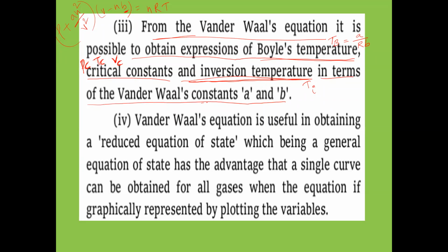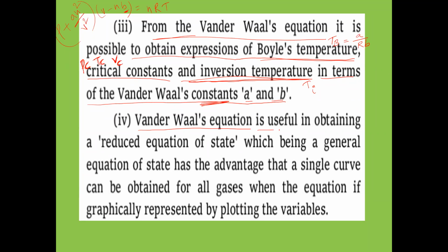Van der Waals constants means Van der Waals parameters. By using A and B, we can express the formula of critical temperature, inversion temperature, Boyle's temperature, and also critical pressure and critical volume. So these are all things we are going to discuss. Next, Van der Waals equation.